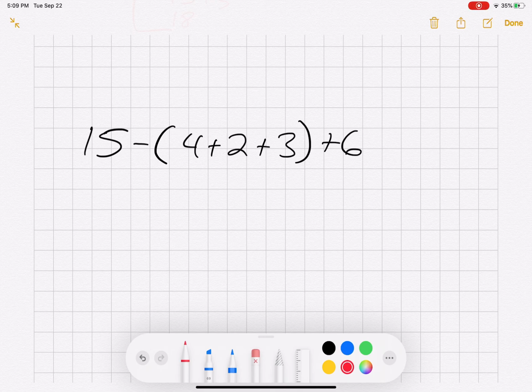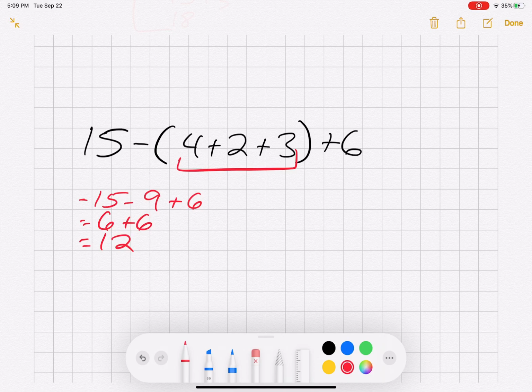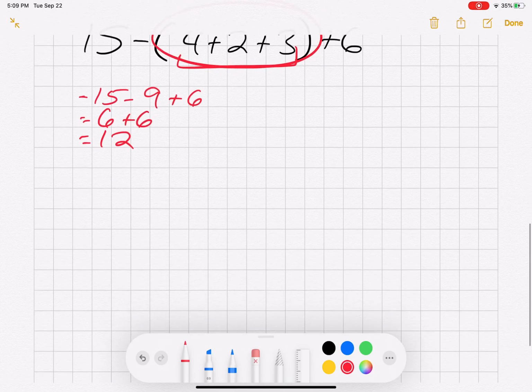Okay, so just pause and do this one. All right, so I have 4 plus 2, that's 6, plus 3 is 9, so I have 15 minus 9 plus 6. So 15 minus 9 is 6, and then I'm just going to, the answer there is 12. Okay, so we just remember that we have to do those brackets first.